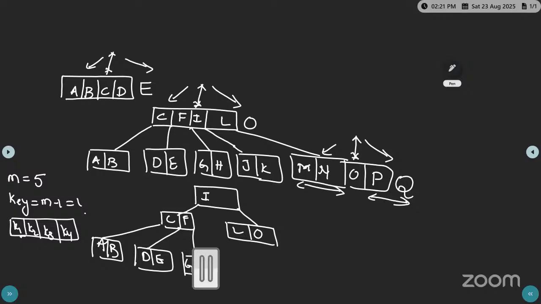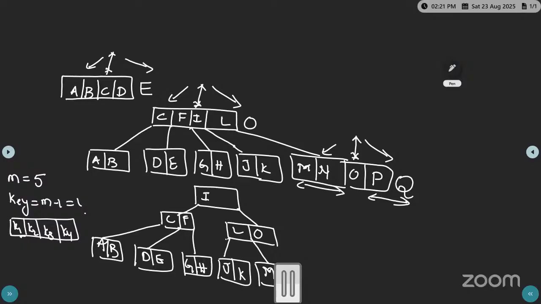And tell me here, I's left side is done, and I's right side is LO, done. What is L's left side? JK. L's left side is J and K. What is L's right side? M and N. And next, O's right side. O's right side is P, Q, R, S.